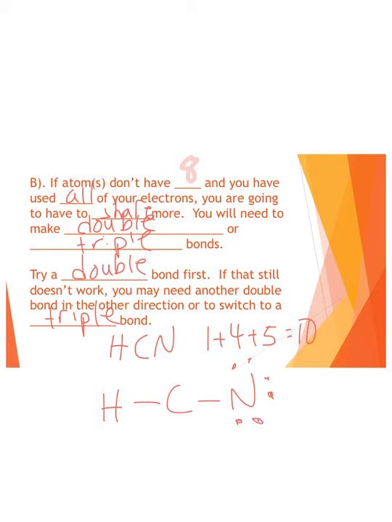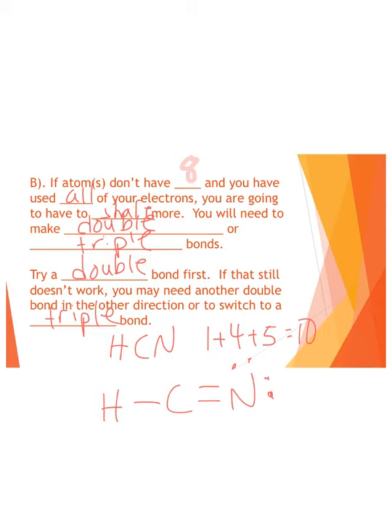Okay, so I used all my electrons, but then I look. H has 2, that's what it wants. N has 8, that's what it wants. But poor C in the middle only has 4. So the first thing I'm going to try and do here is I'm going to erase this pair of electrons. And when I do that, I'm going to switch this to a double bond. Now, if that gives everything 8, we're done.